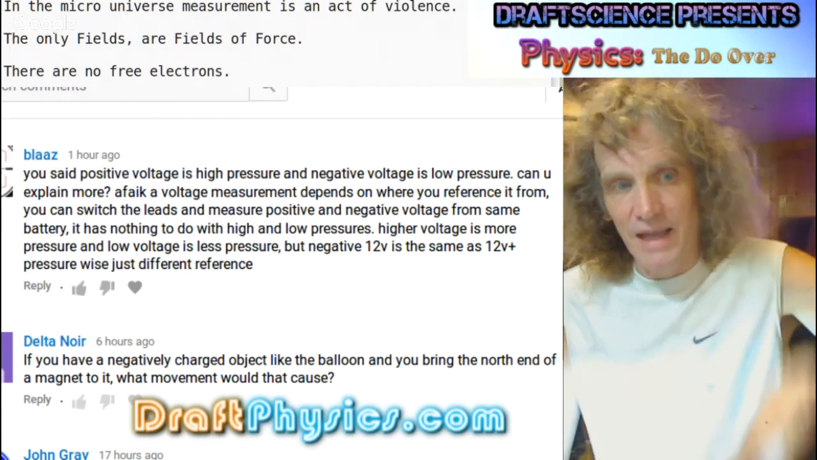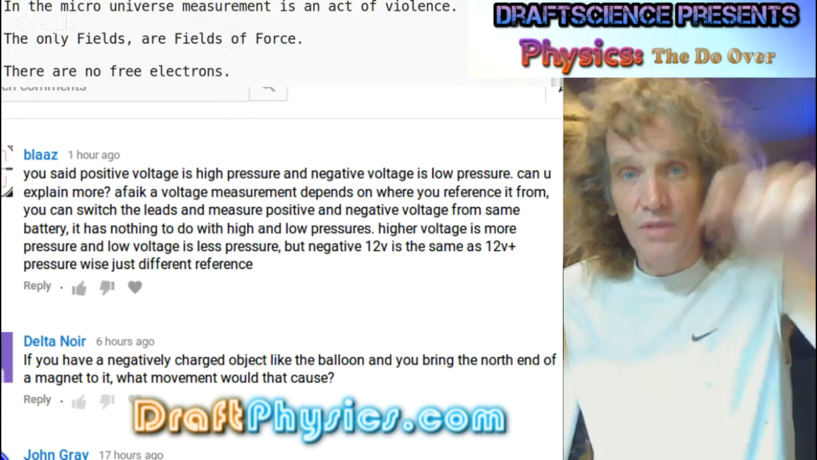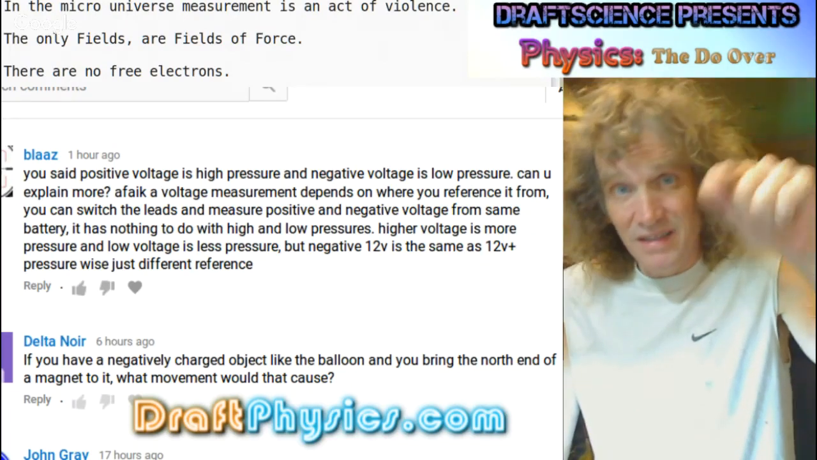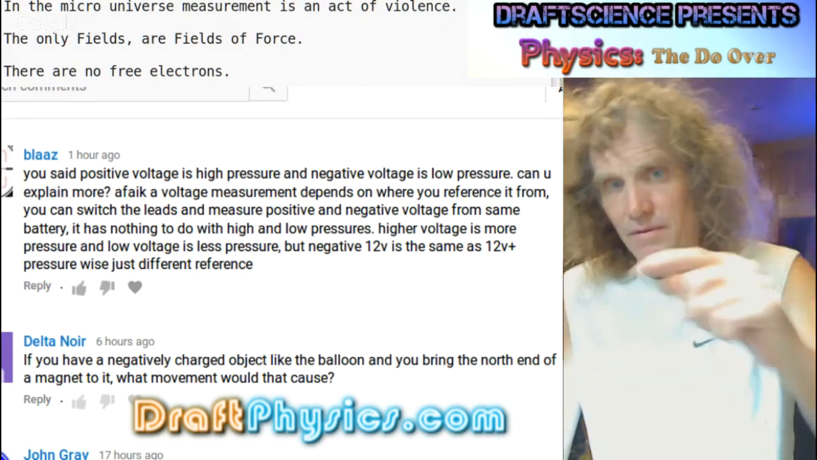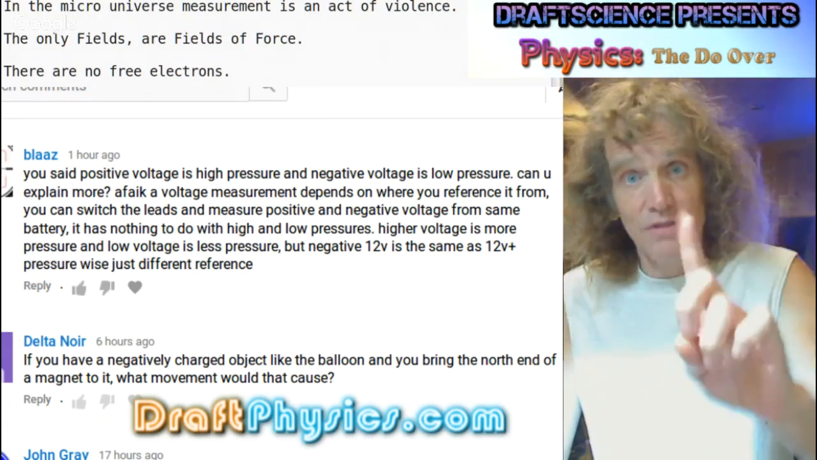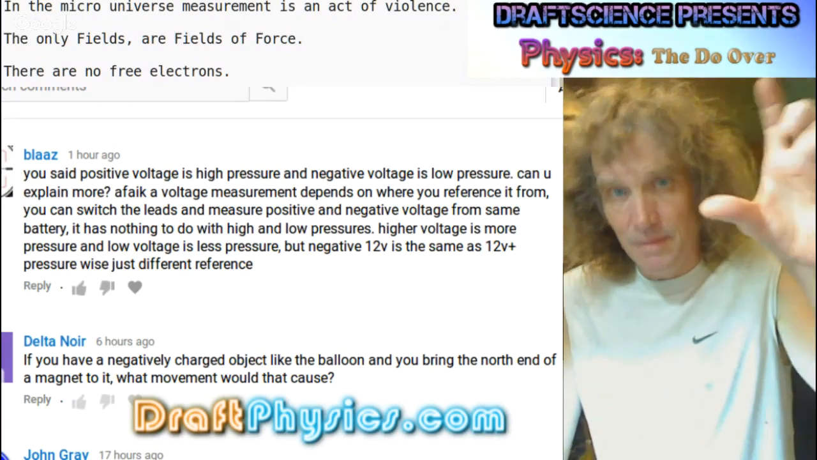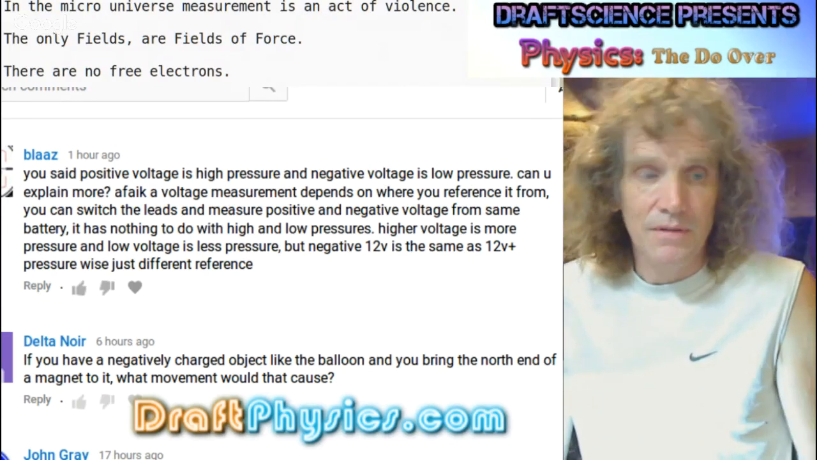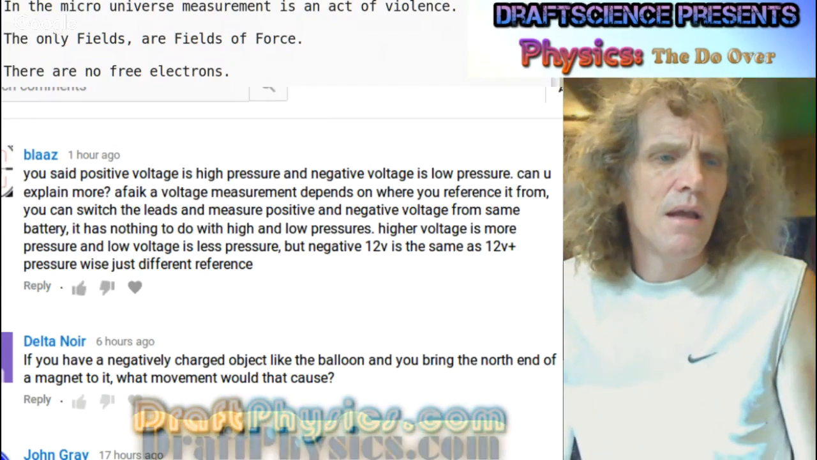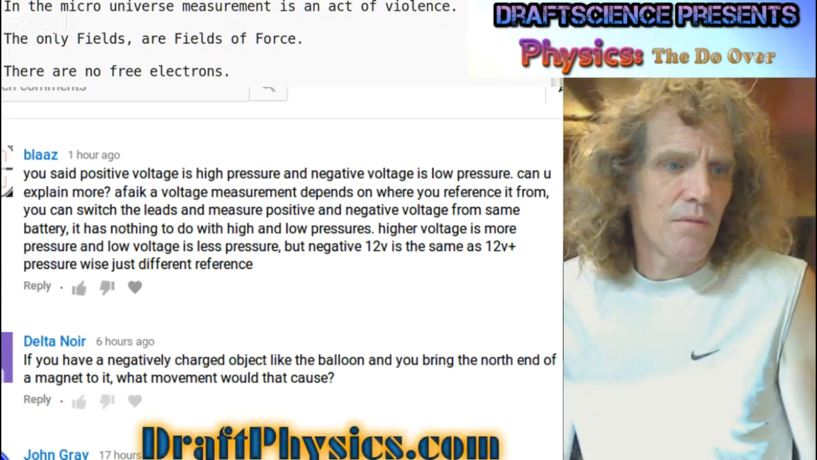But negative 12 volts, sorry, there's no such thing as the distinction of what goes up and what's going down. It's only relative to the ground, so it just doesn't matter. From the ground's perspective, it's 12 feet down. From the ground's perspective, it's 12 feet up. It's the same 12 feet. There's no up and down difference. Anyway, negative 12 is the same as 12 volt positive pressure.